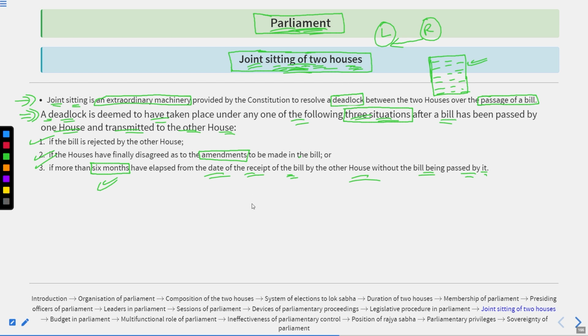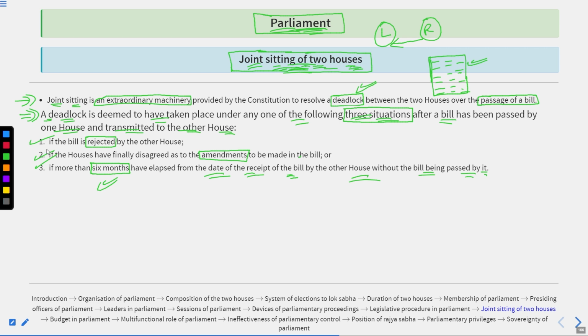So if any of these three conditions are there, then that situation would be called a deadlock. For example, if the bill passed from one house, reached the other house, but the other house rejected the bill.